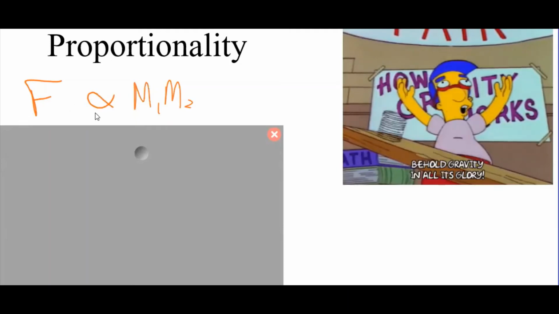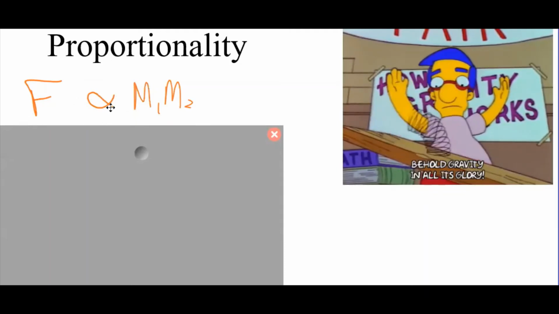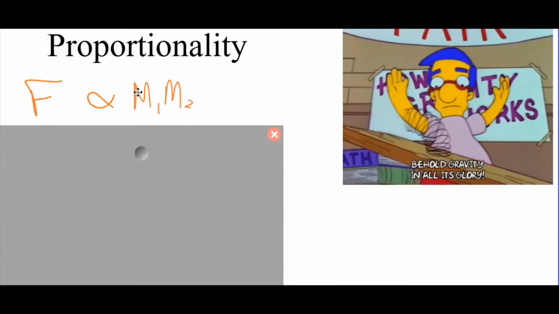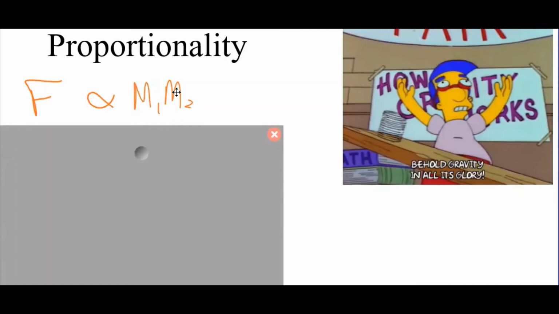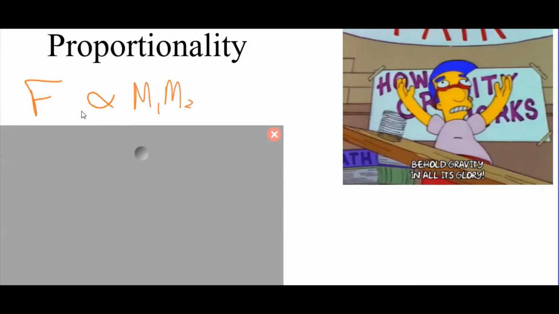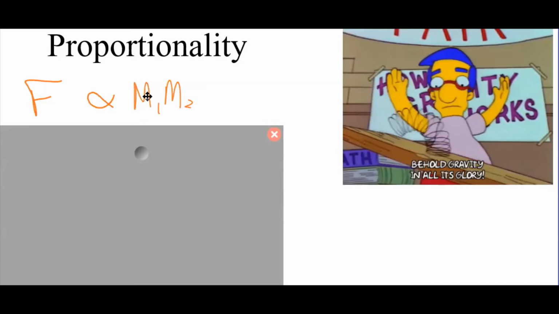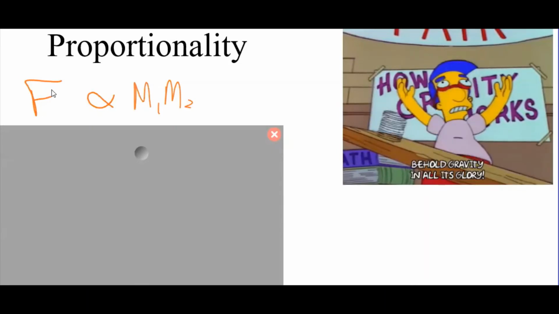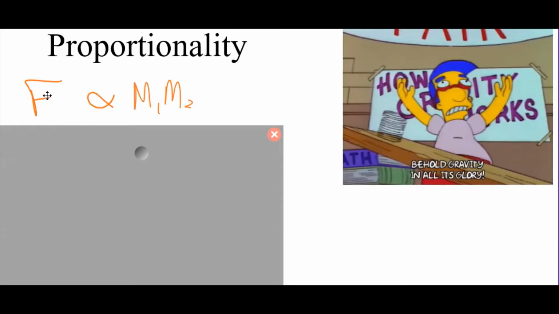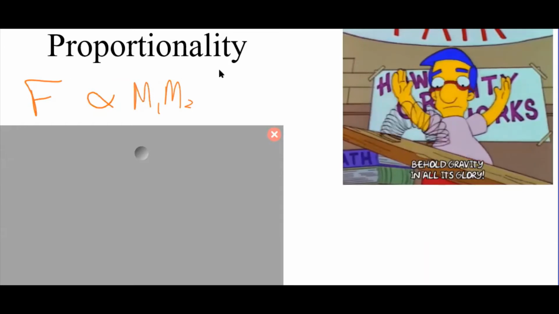So we use the symbol for proportionality, this little alpha symbol, if you will. So it just means they're not equal, right? If, let's just suppose, this mass was 2 kilograms and this mass was 4 kilograms, we're not going to get a force of 8 newtons. But there is a direct relation where if you double one of these masses, you will double the strength of the force involved. If you cut one of these masses in half, you will cut the strength of the force in half. And that's all the proportionality is getting at.